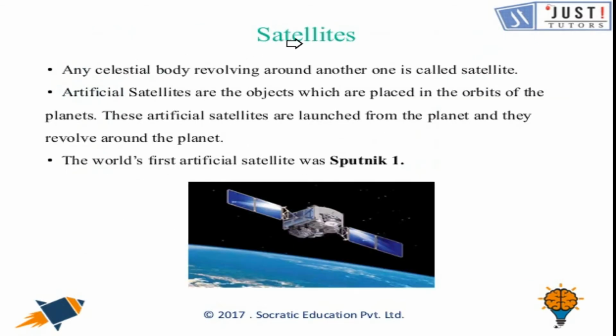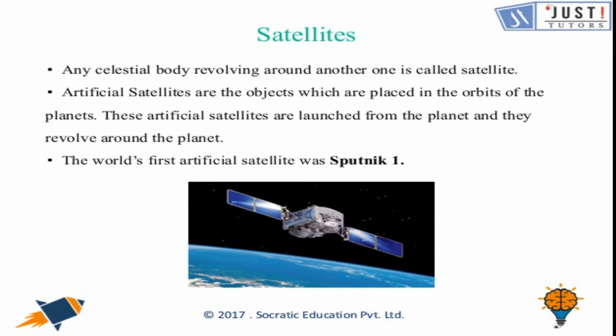Now let's talk about satellites. So we can say that any celestial body revolving around another one is called a satellite. In basic terms, we can say that a satellite refers to a machine that is launched into space and moves around Earth or any other body in space.